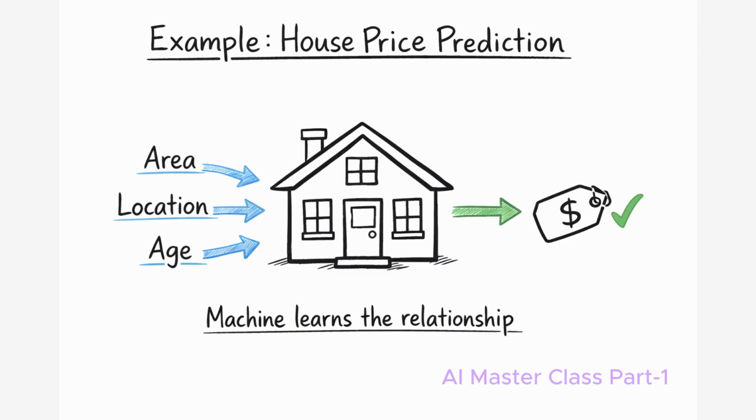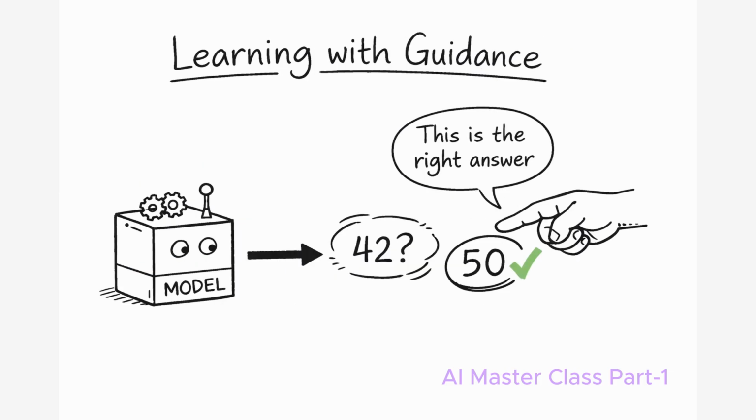So when a new input data comes in the future, the machine uses the same learned patterns to predict the output. So in short, we can say supervised learning is learning with guidance. In this, we tell the machine what the right answer looks like.